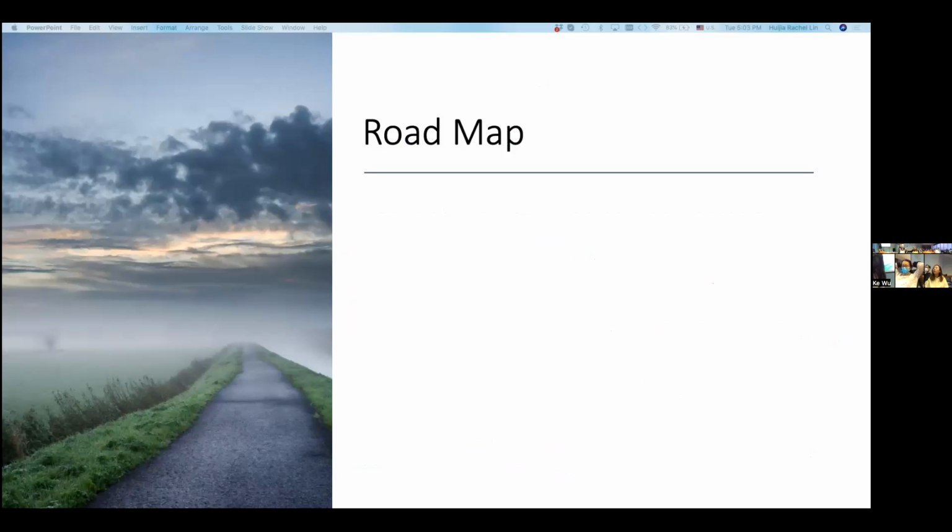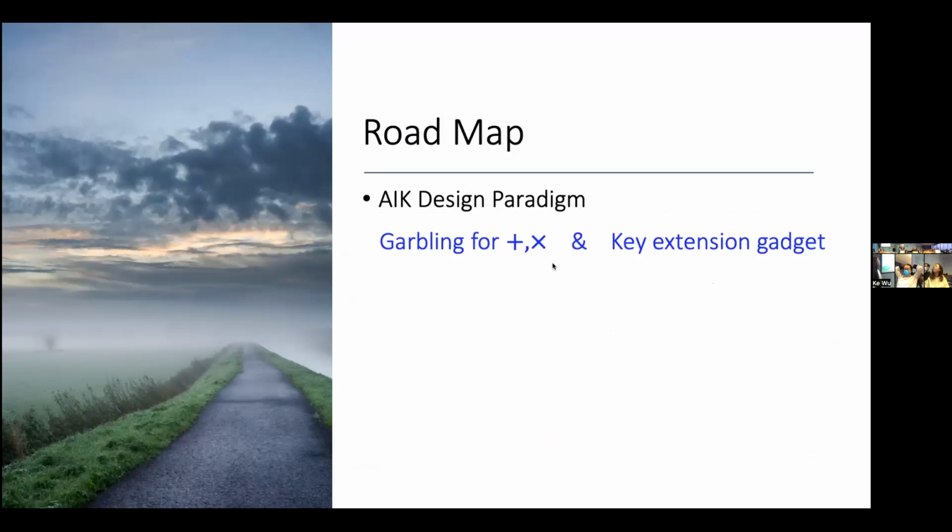Okay, roadmap. Now we go into the technical part, and hopefully I tell you how our basic ideas work. We will first revisit the AIK design paradigm. Although they only give garbling for bounded integer computation, they present a pretty general design paradigm that is applicable for all rings. It says that basically all you need is a garbling for addition and multiplication, which is already folklore, and the key is to design the key extension gadget.